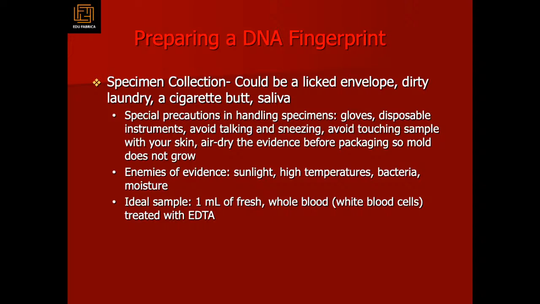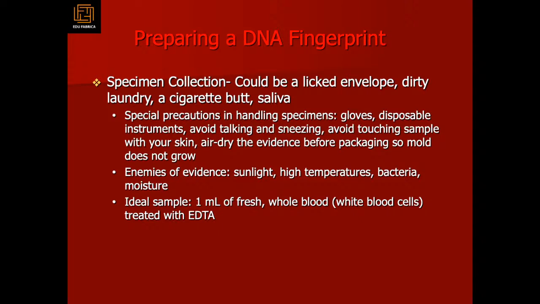So, preparing a DNA fingerprint. Specimen collection can include a licked envelope, dirty laundry, and cigarette butts. We can check with these different things, and we need to be very careful while doing that. Wear gloves, use disposable instruments, avoid talking and sneezing, and avoid touching samples with your skin. Air dry the evidence before packaging so mold does not grow in it. The enemies of evidence are sunlight, high temperature, bacteria, and moisture.